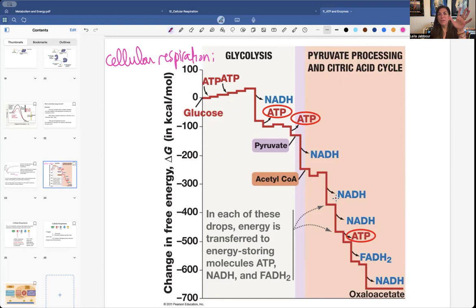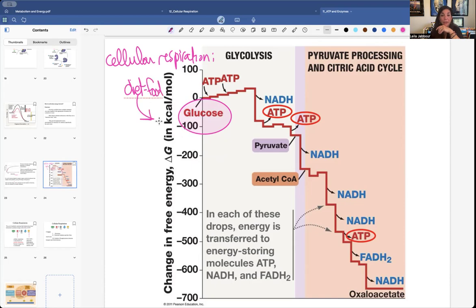So here's just the big picture. Glycolysis is basically taking a glucose molecule, and I'm going to show you this because this is so important. A glucose molecule right here, and using the energy that we're going to get out of it to form ATP, ATP, ATP. So glucose comes from the diet, the food you eat.